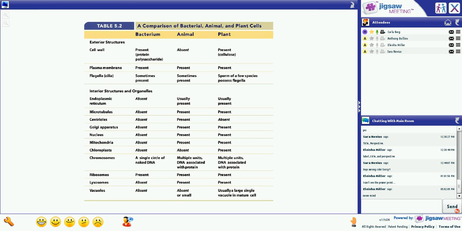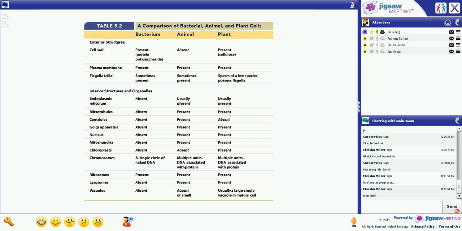Okay, what I do want to take a look at is a comparison of bacterial, animal, and plant cells. Now, if you have a question about any of these specific organelles, the information is all going to be in Moodle so that you can refer back to it, or you can refer to your biology book. But I want to look at what's different between the three main types of cells.